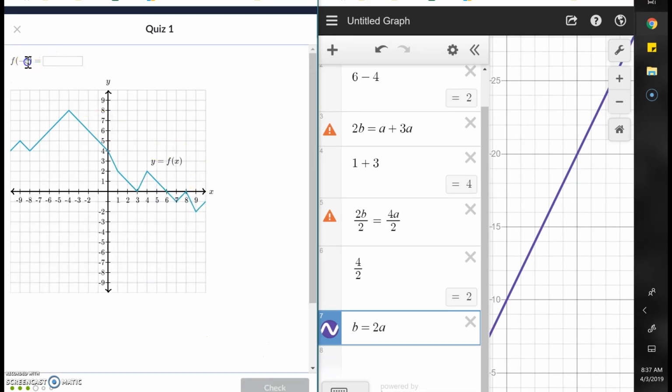Okay, it says given the input -5, find the output. So I go to -5, which is right here, boom, for X. The output is where the line is, boom, and the Y value at that point is 7.